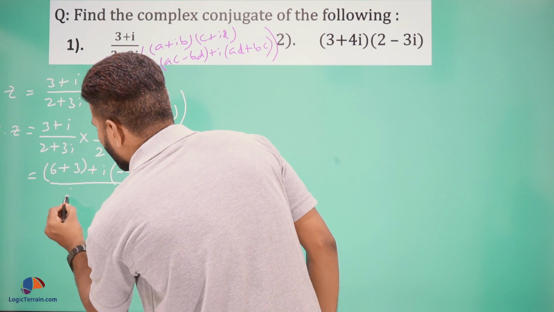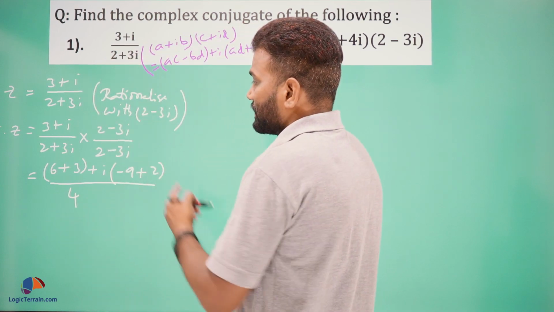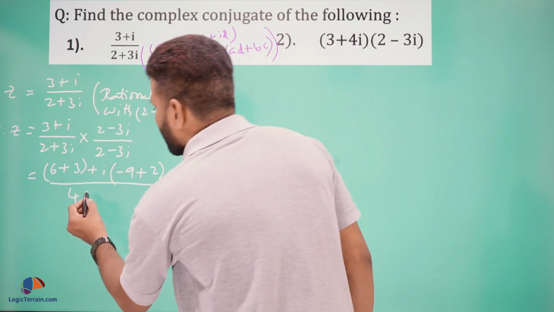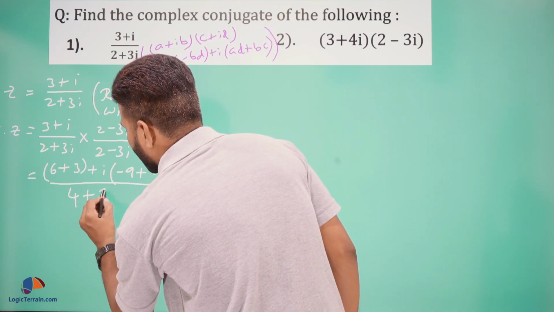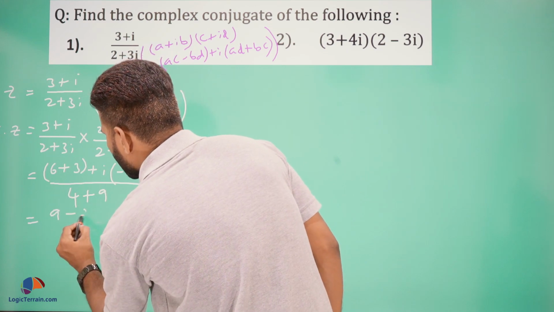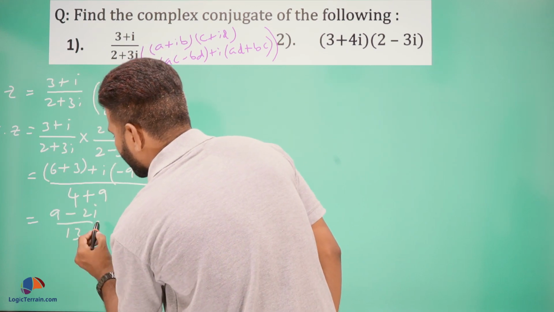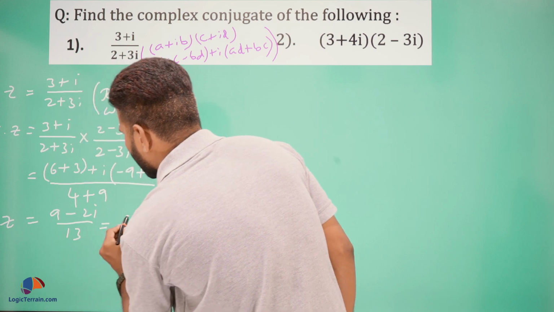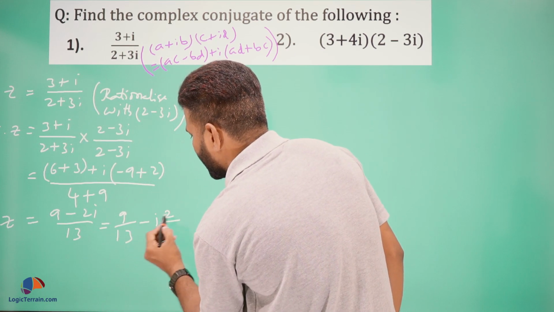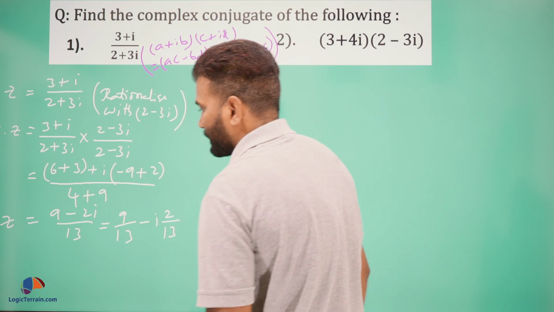2 square is 4 minus (3i) square. We know i square is negative 1, so negative of negative is positive, plus 3 square, that is 9. This becomes (9 minus 2i) upon 13. This is z, which is nothing but 9 upon 13 minus i into 2 upon 13.